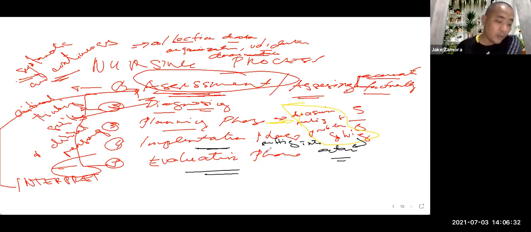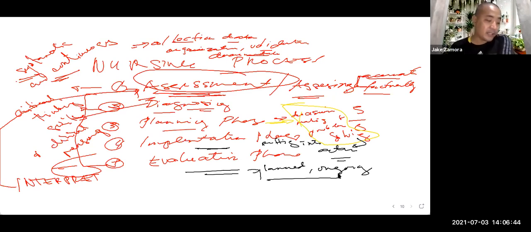Now the evaluation phase is a planned, ongoing activity in which the client's healthcare professional determines the client's progress. So here, you will determine the client's progress. Again, in general, this is your nursing process. When we talk of the nursing process, we talk of assessing, diagnosing, planning, implementing, and evaluating phases. These are the five phases of your nursing process.